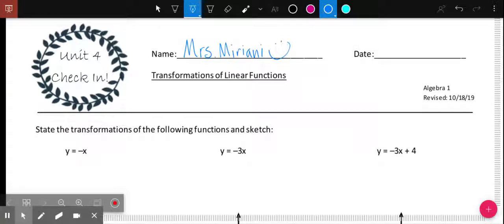Alrighty, so we're going to do some review over our transformations from yesterday. Please make sure you're asking questions if you have any about these transformations. We're going to be seeing a lot of these.